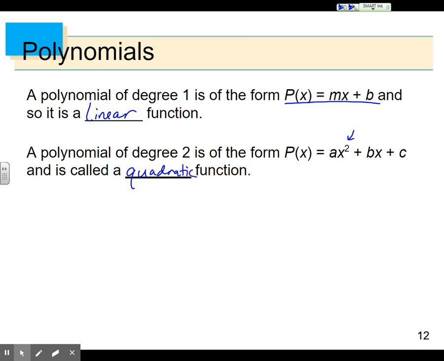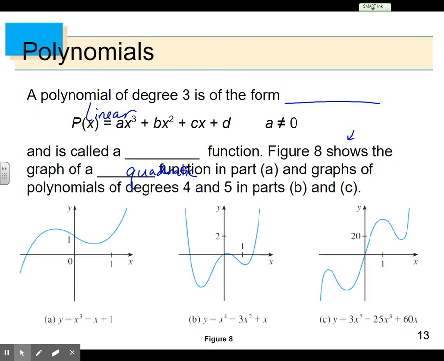I don't have it on here, but if I had degree 3, it would be a cubic function. All of those are fair game. Once we get to degree 4, we call that a quartic function. And then once we hit degree 5, that's when we just call it a polynomial of degree 5. We don't have any special names for them after 4. But it goes linear, quadratic, and then cubic for the 3rd degree, and quartic for the 4th degree. Oh, I went ahead and spilled the beans on it.